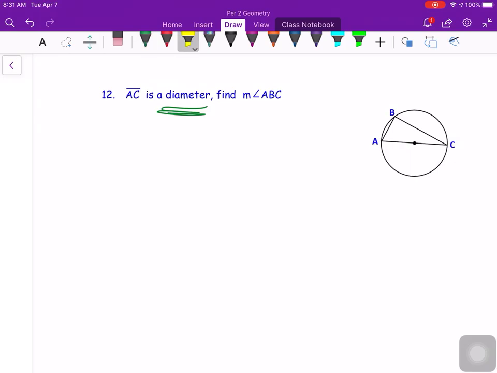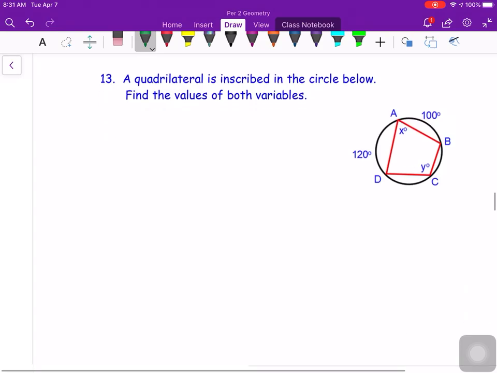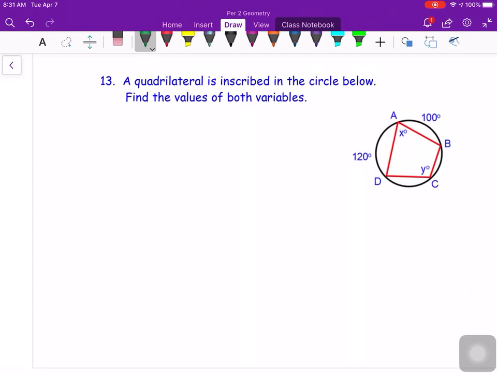The next one. Now, in this next problem, since we have a diameter given to us, we know that this arc out here is 180 degrees. So that means the angle ABC is going to equal half of 180 degrees. So it's 90 degrees.